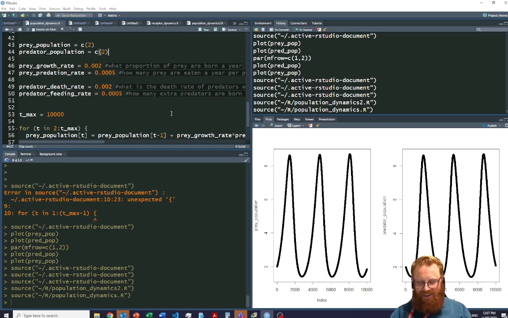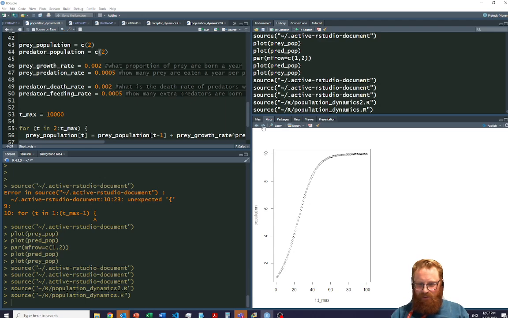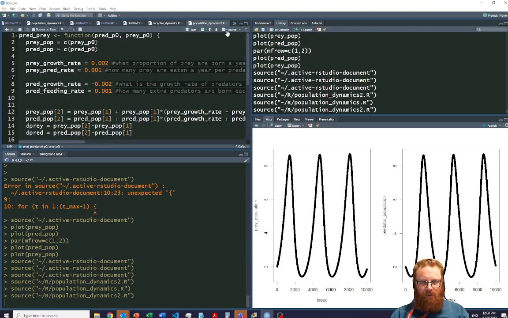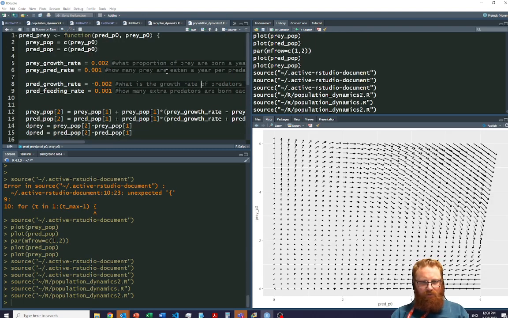Well, I'm wrong. Let me go back to that figure. Oh, wrong one. Oh, because I've got different variables in here. I've got different growth rates. Hang on. So I've got 0.02 and 0.01.